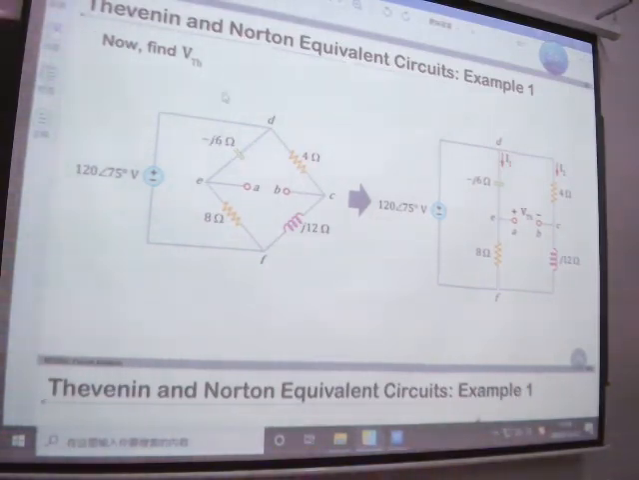If you want to find the VTH, it is the open circuit voltage. Clear? Now we want to find out the open circuit voltage of VAB. Now our VAB is our VTH. Okay, look at this circuit. Now this circuit is in the phasor domain, right? It's in the phasor domain.